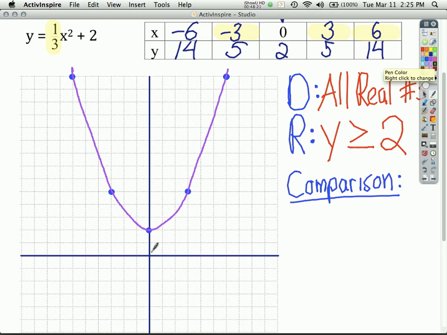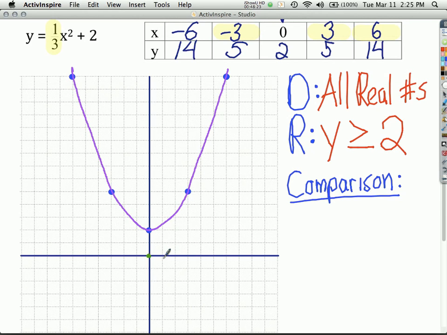It's going to be (0, 0), (1, 1), (-1, 1), (2, 4), (-2, 4). This is called the parent function, so you have to draw this out. This is the parent. We are comparing to y equals x squared, and I'm drawing y equals x squared in green. And so now I'm going to sketch this.